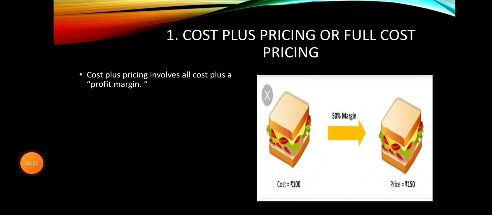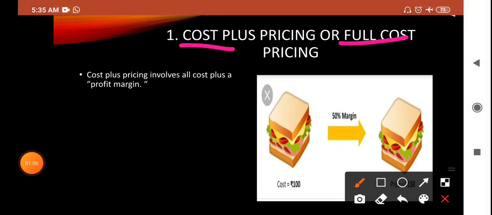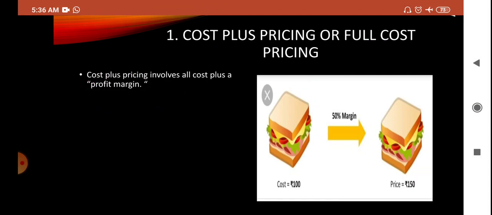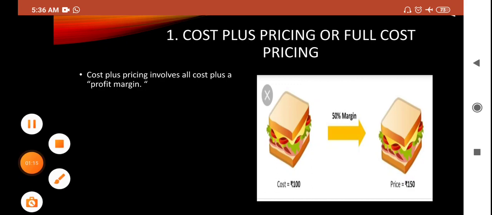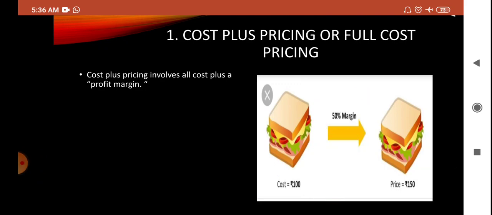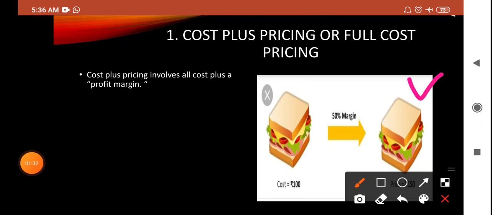So the word itself is telling cost plus pricing. So here whatever the cost for manufacturing a particular product, plus a profit margin is kept to earn profit, and the total of that is called cost plus pricing. So look at the picture. The cost of making this burger is 100 rupees and the margin is 50%. So 100 into 50%, the margin will be 50 rupees. So total 100 plus 50, 150 will be the cost of this product. So the final price for the final consumer is 150.